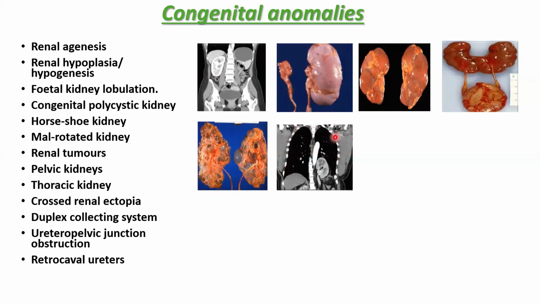These are the ribs. This is a liver. This is a kidney. But this kidney is actually inside the lungs, giving you a thoracic kidney. This is a thoracic kidney.